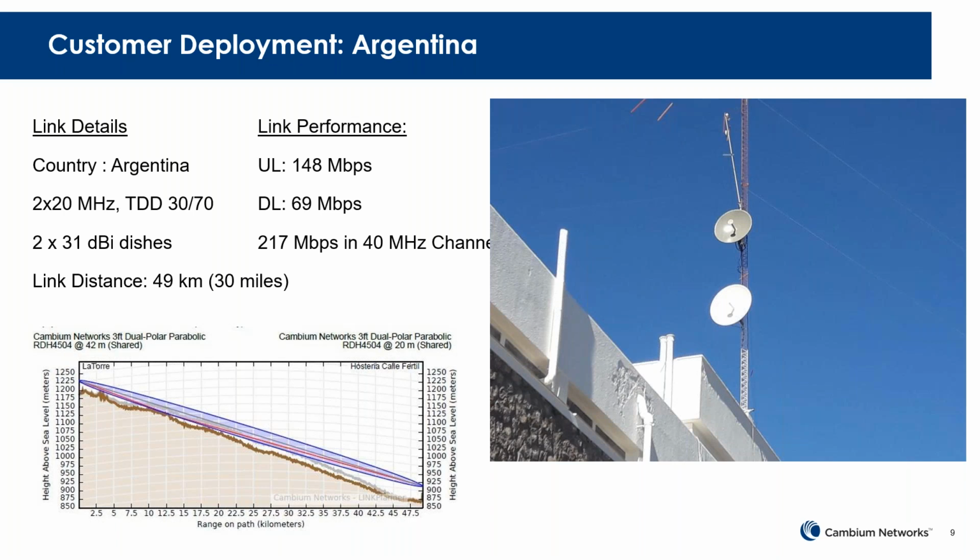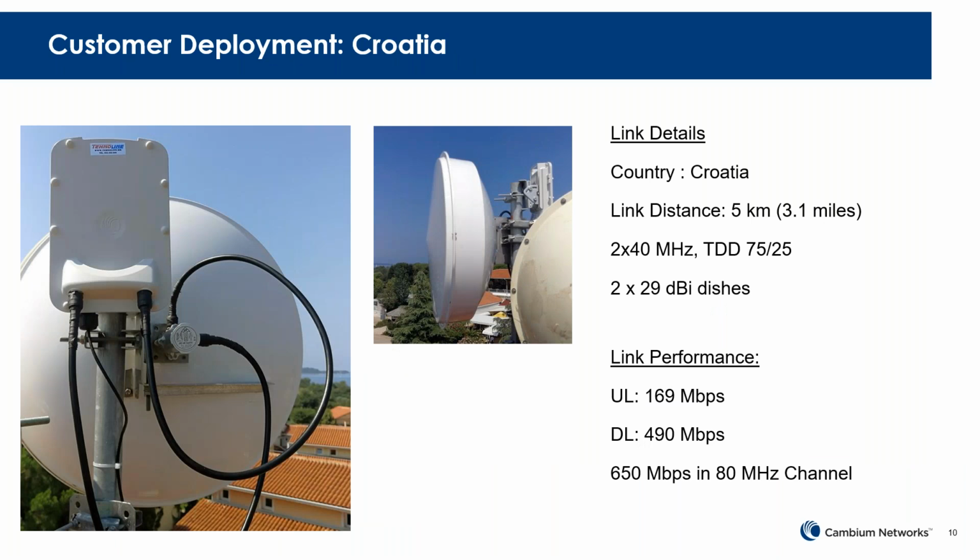Next one I have is a deployment in Croatia. This is a short link, a 5 kilometers or 3 miles distance. In this case, we're using a wider channel, two channels, both 40 megahertz.